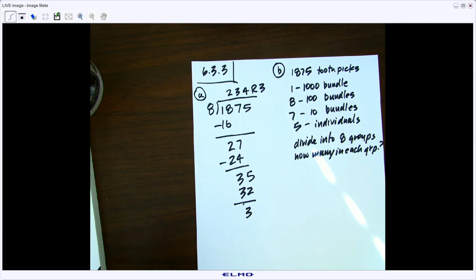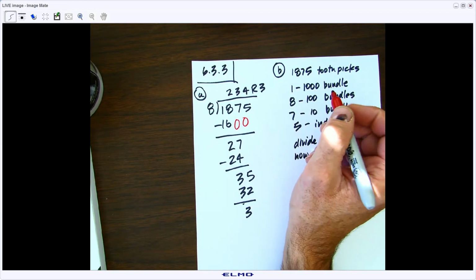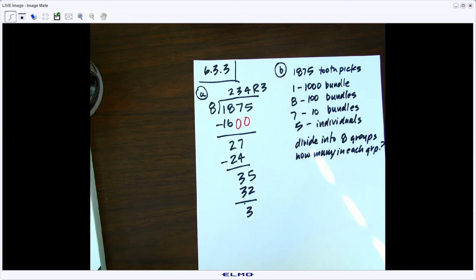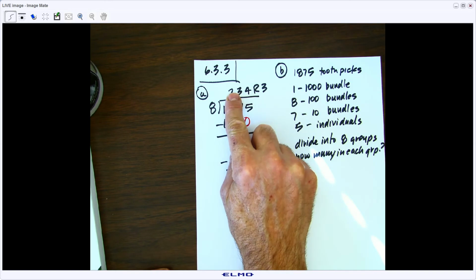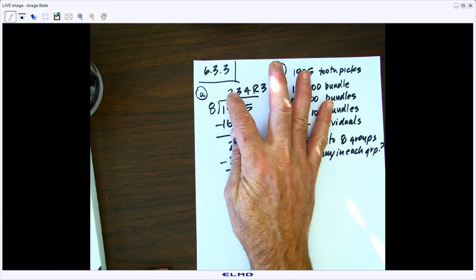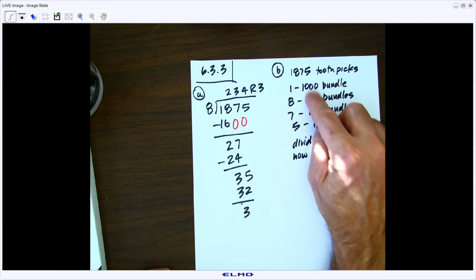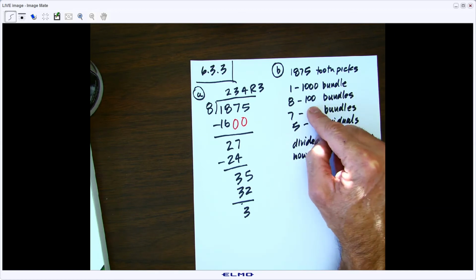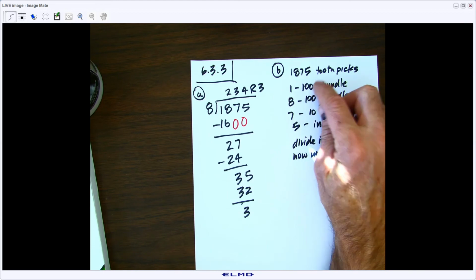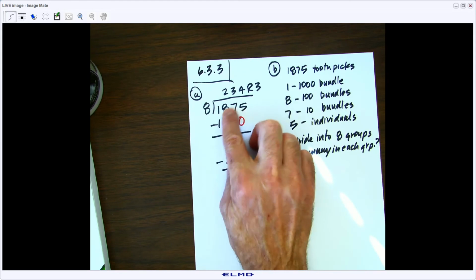So really, if you think about what's going on here, there's really a 0 here, right? And we're subtracting 1600 from 1800, and 1600 is 800 times 2, right? So I think what we need to think about is, if we have a 1,000 bundle and an 800 bundle, when we put those two together, we end up with 18 of those 100 bundles.